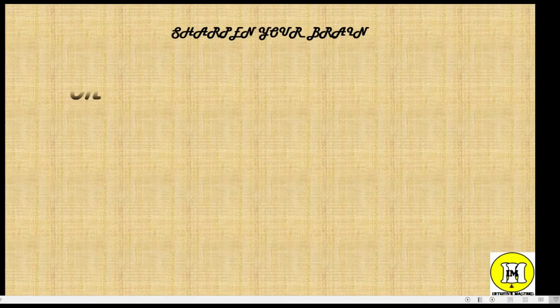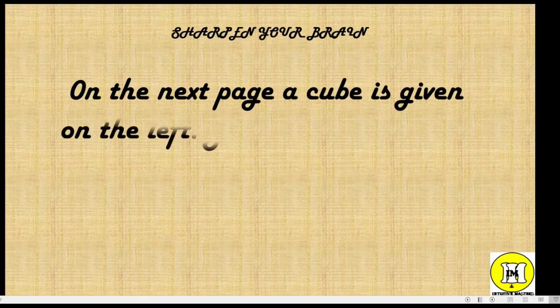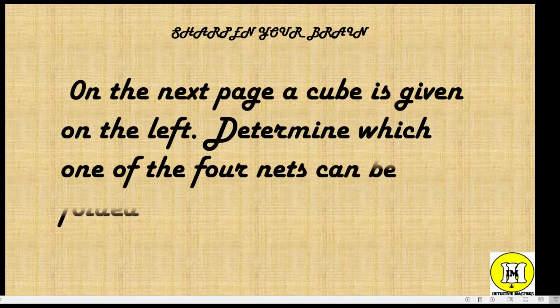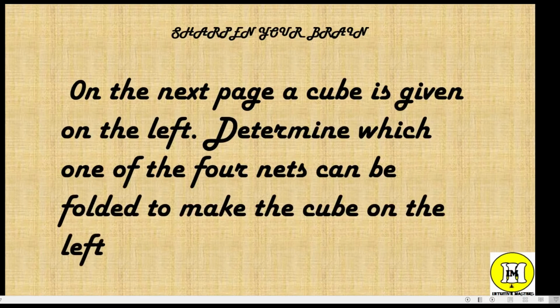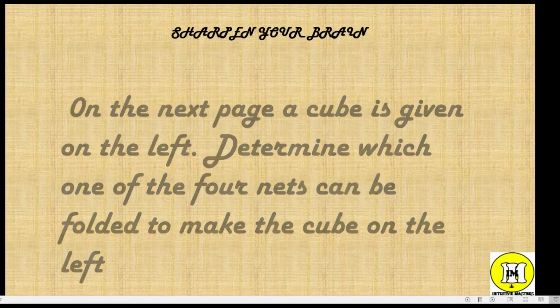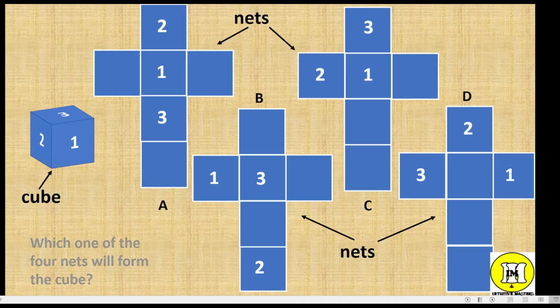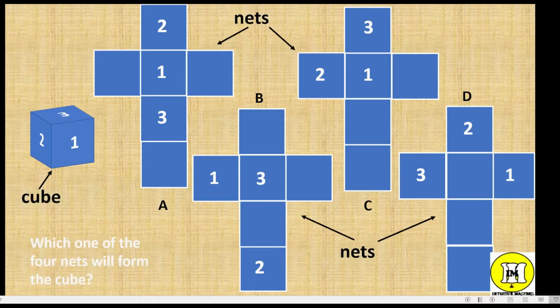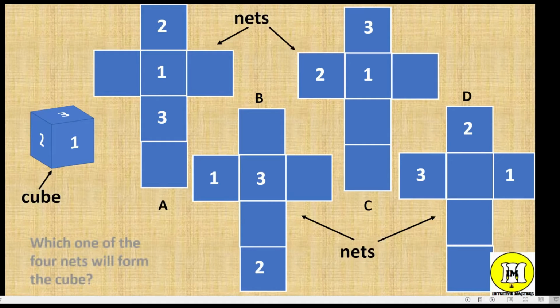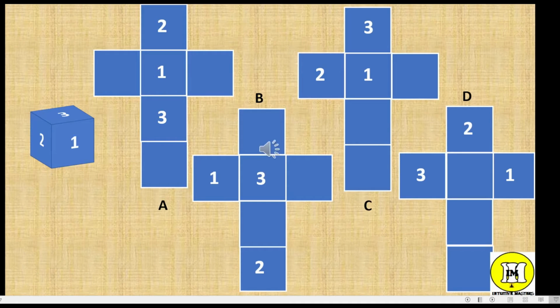On the next page, a cube is given on the left. Determine which one of the four nets can be folded to make the cube on the left. Which one of the four nets will form the cube? Can you solve in 20 seconds?